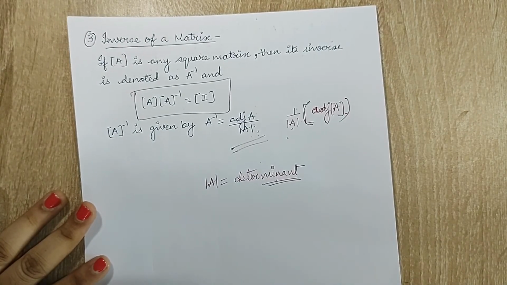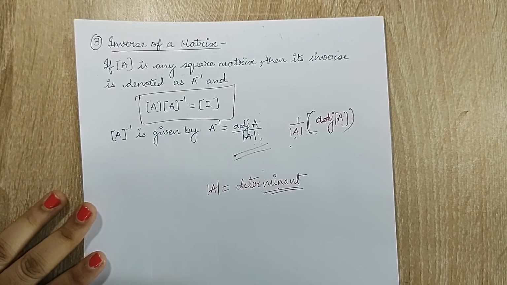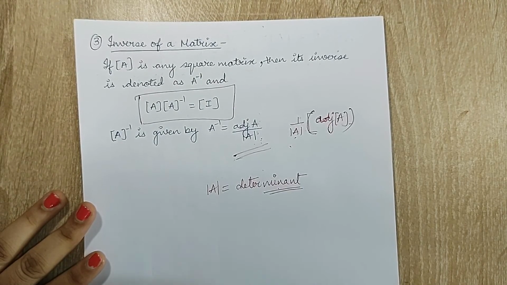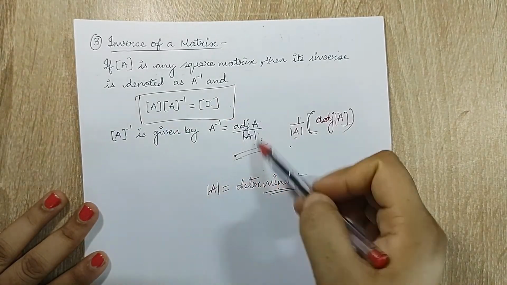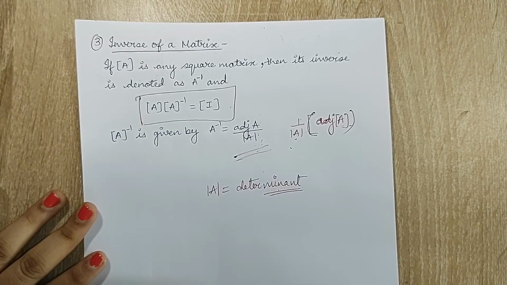So with this I end this session. In the next session we will discuss about another technique for calculating the inverse of a matrix. In case the matrix becomes more than 3 by 3, it becomes very difficult to solve by these formulas. So I'll show you another method which is called as Gauss elimination method.